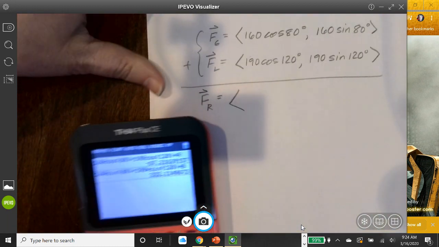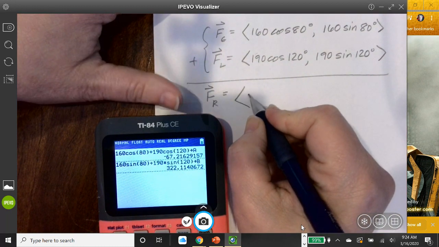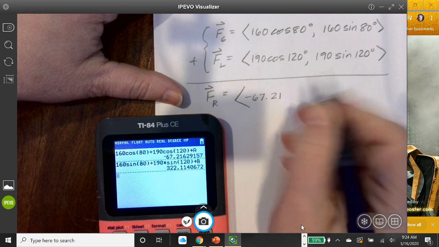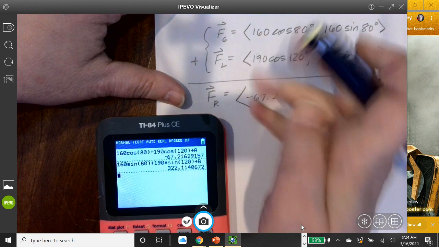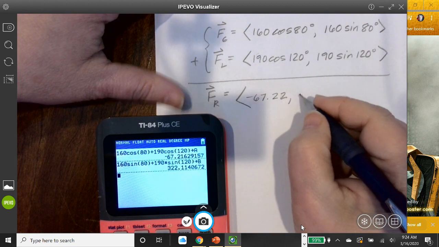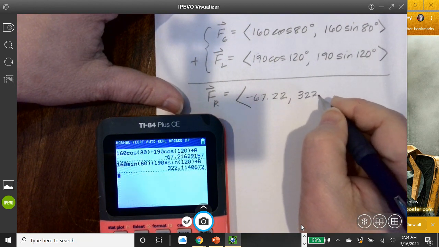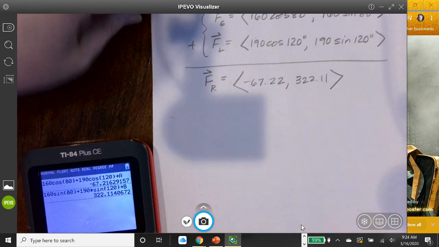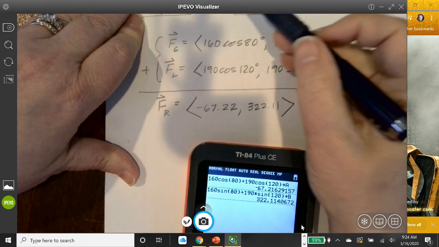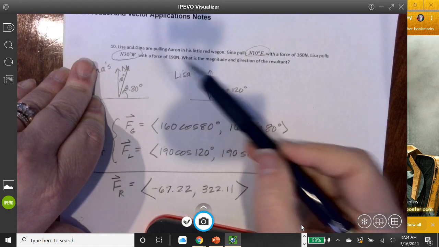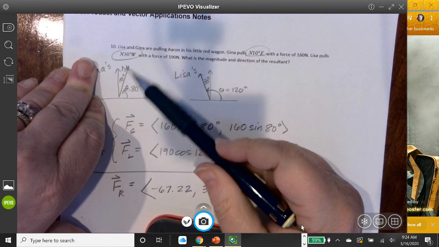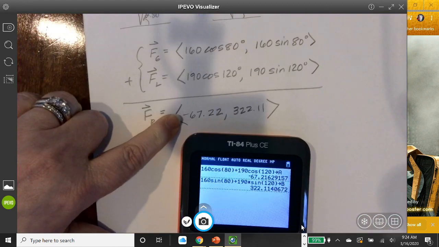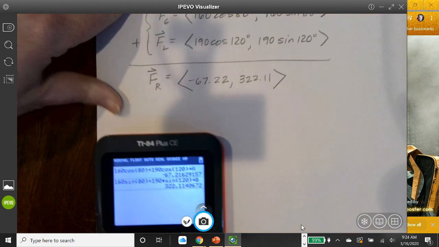All right, so what is our resultant force? Our resultant force vector is negative 67.2122, if I round, and 322.11. Okay, and this makes sense to me because Lisa's pulling with a much larger force. So she's pulling it more in her direction, which makes sense that this would be a second quadrant angle. I hope that makes sense to everybody.